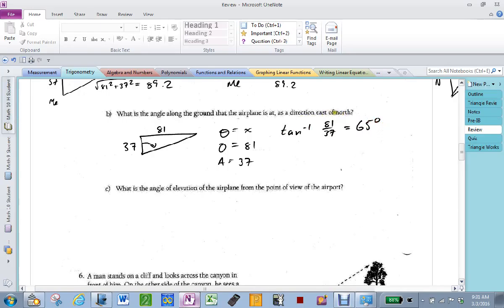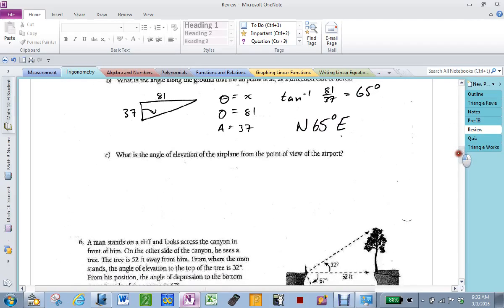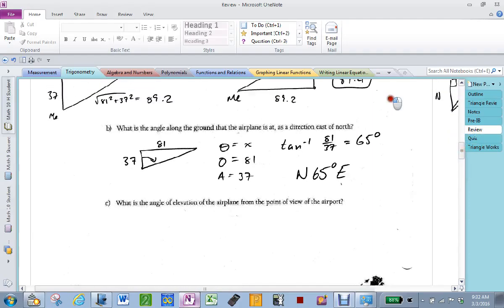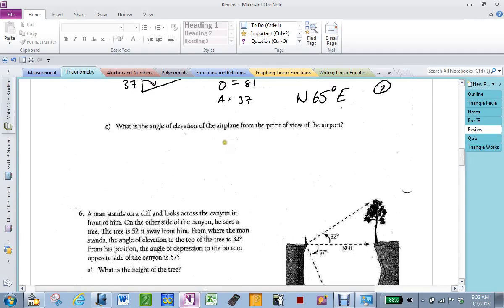So what direction did I start looking in? North. How far did I adjust? 65 degrees. In what direction? East. Everybody cool? Everyone cool? Okay? If you only have the 65, I'm okay. This is better, though. Everything's worth 2. Just make everything worth 2. It's easier.